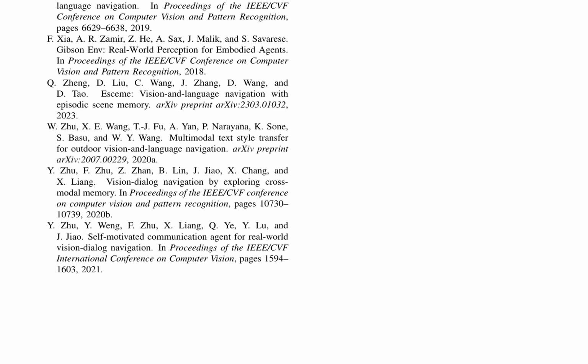In addition to these advancements, there is ongoing work on improving the efficiency and adaptability of vision and language navigation models. For instance, Zheng et al. 2023 proposed ES-SEME, a model that utilizes episodic scene memory to enhance navigation capabilities. This approach allows the agent to remember and recall relevant scenes during navigation, thereby improving its performance in complex environments.